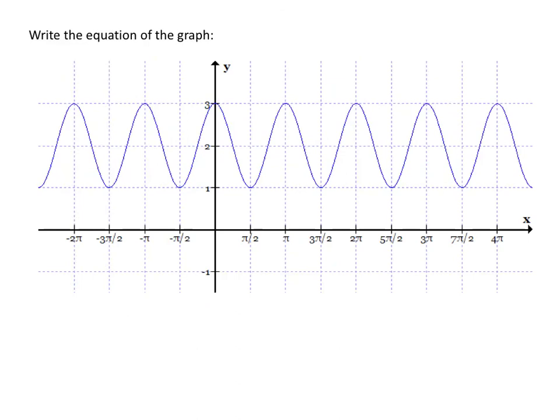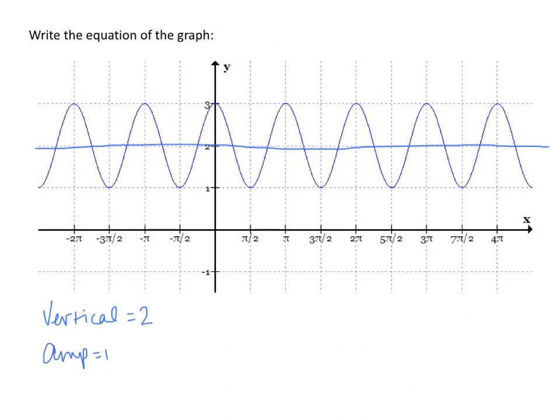Okay, last one. So again, I have a graph, I need to write the equation. I see that my maximum is 3, my minimum is 1. So my center line is halfway between 3 and 1. In this case, it's at 2. That center line tells me my vertical shift. For the amplitude, I look at the distance between center line and maximum, between center line and minimum. Here, I can see that the amplitude is equal to 1.